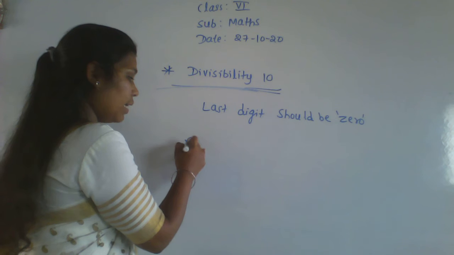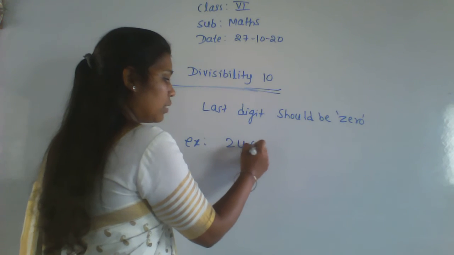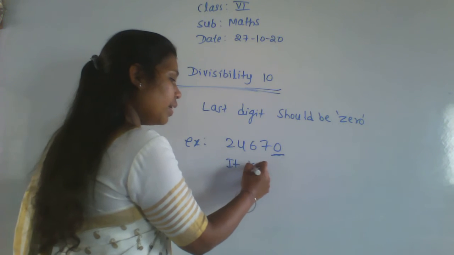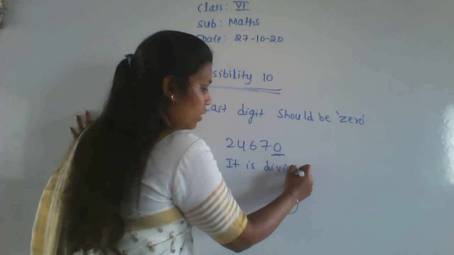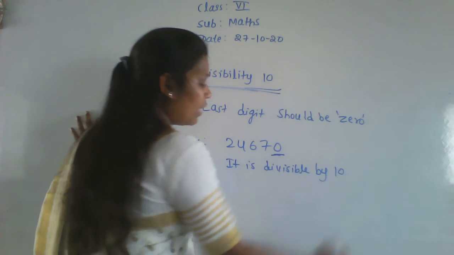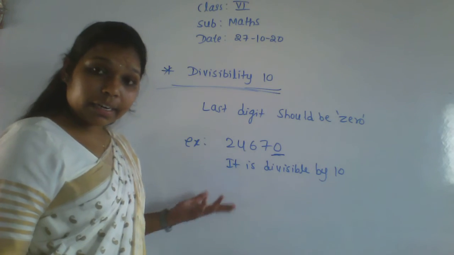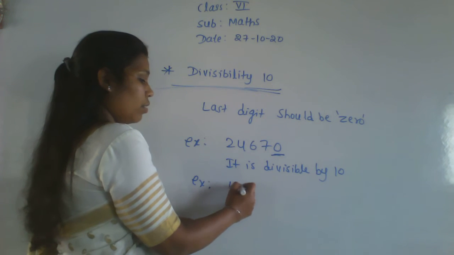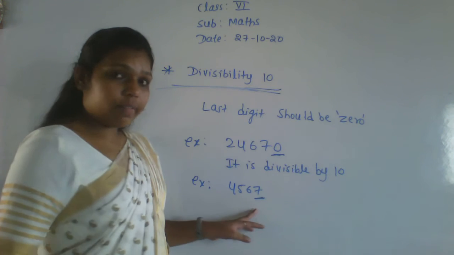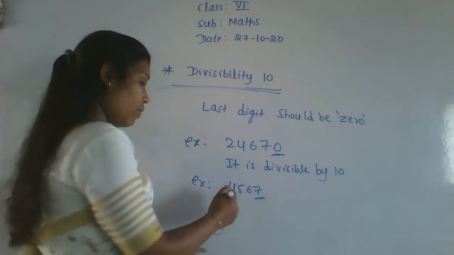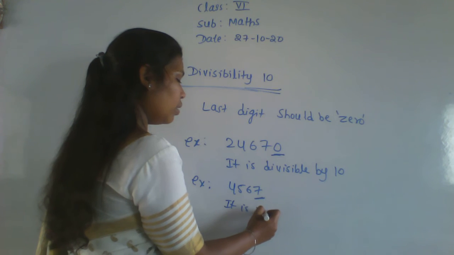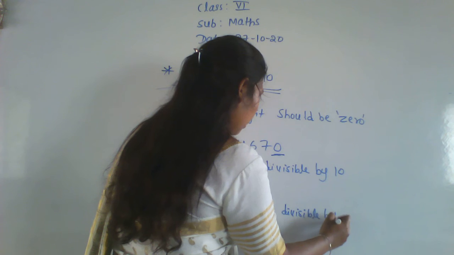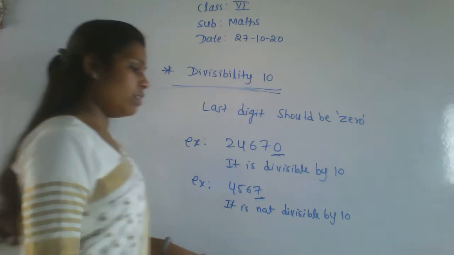See here, I'll give an example. 2, 4, 6, 7, 0 means the last number is 0, right? So it is divisible by 10. We can say like that. See here, another number as an example. The last number is what? Whether it is 0? No, 7 is there. Then we can say that it is not divisible by 10.